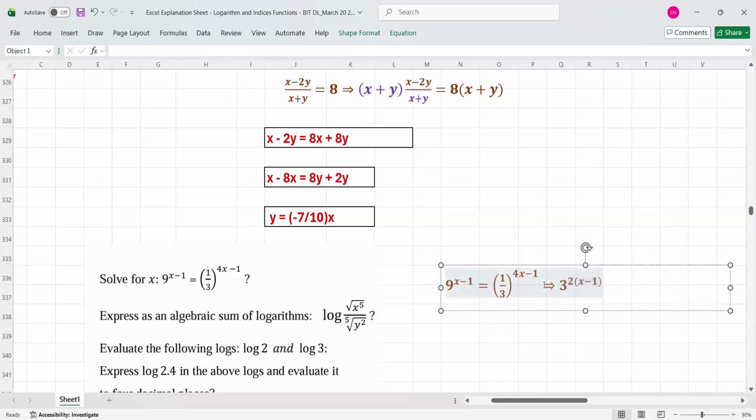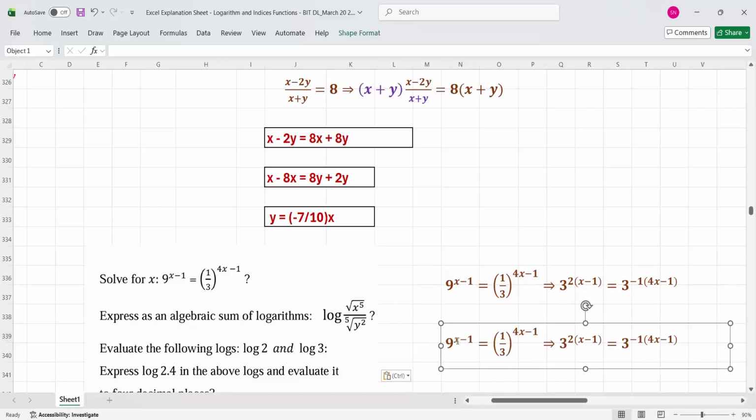Okay, and then the right-hand side, how do we write 1/3 in the base of 3? It will be 3 raised to the power negative 1. So 3 raised to the power negative 1, all raised to the power 4x minus 1. Okay, now the bases are the same.